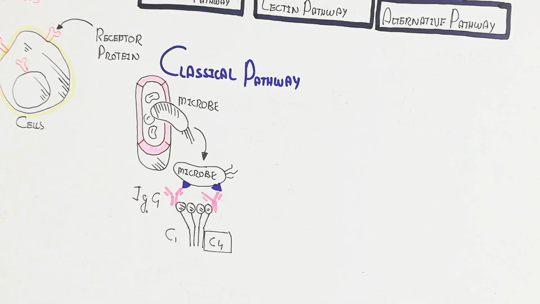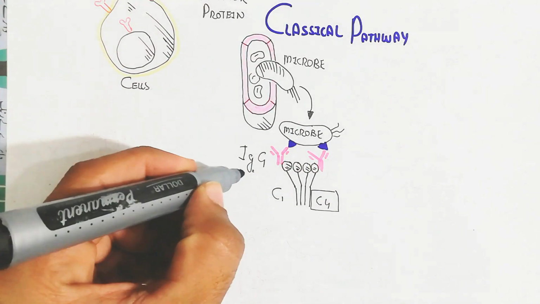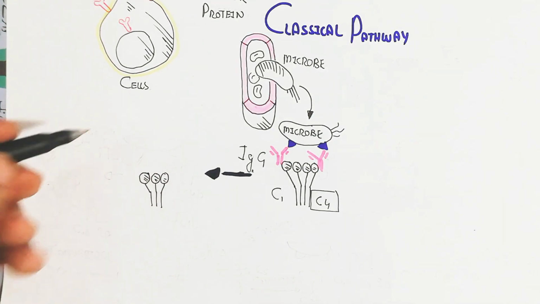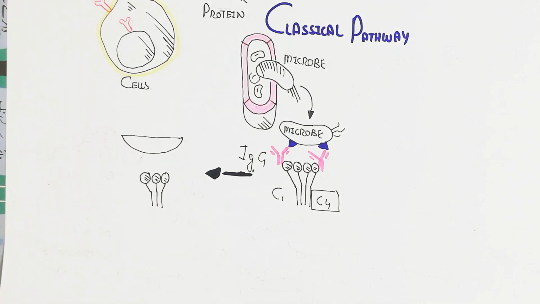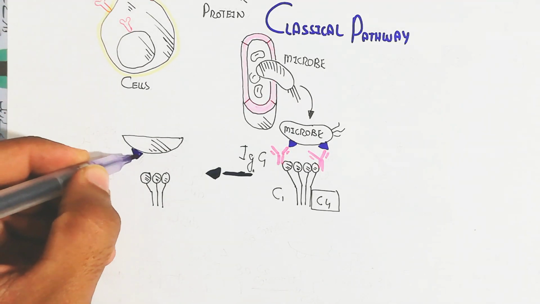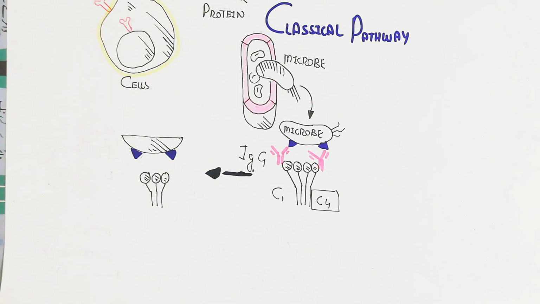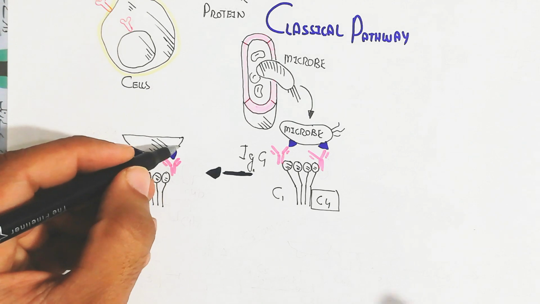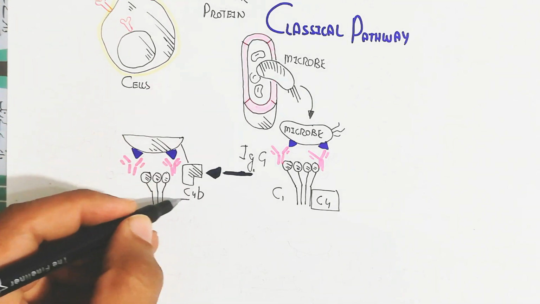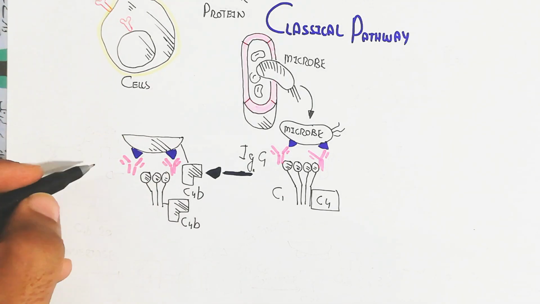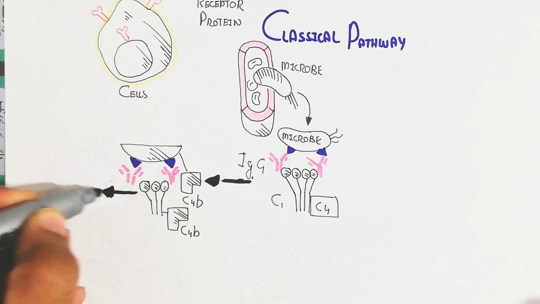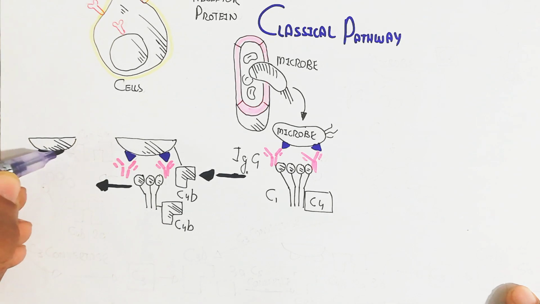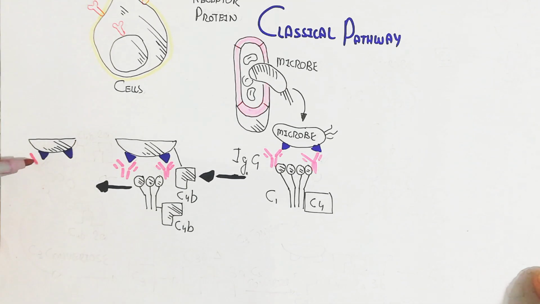After this, the Fc portion of the antibodies will bind with the C1 complex. This is the complement protein. C1 contains a lot of proteins, but C4 is the protein that will be cleaved to produce two fragments, C4a and C4b. This C4b will attach with C2A. In this way, the C4b will be attached with C2A.